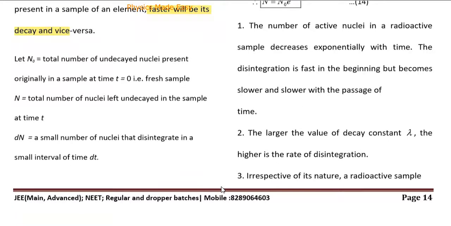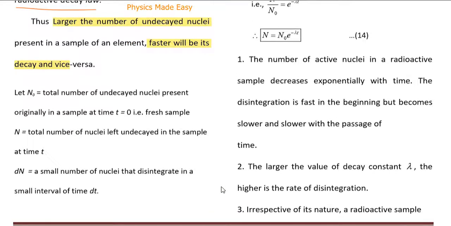Now let us write this in mathematical sense. Let N naught be the total number of undecayed nuclei present.